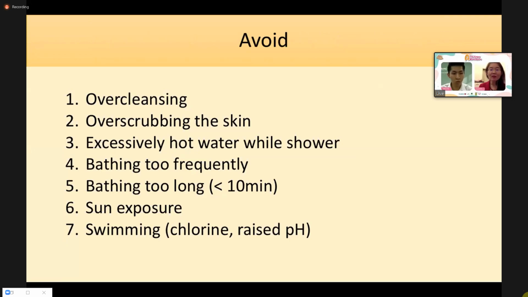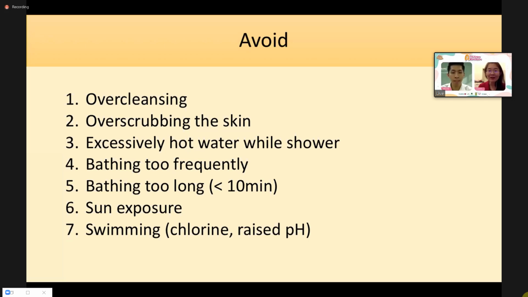So what we need to do is stop over-cleansing. In some people, they are a little bit obsessive. They need to cleanse frequently, bathing more than 10 times a day. Especially now in the pandemic era, a lot of people try to wash their hands very frequently. Some even wash more than 20 times a day. Yes, we need to wash our hands, but we need to stop over-cleansing.